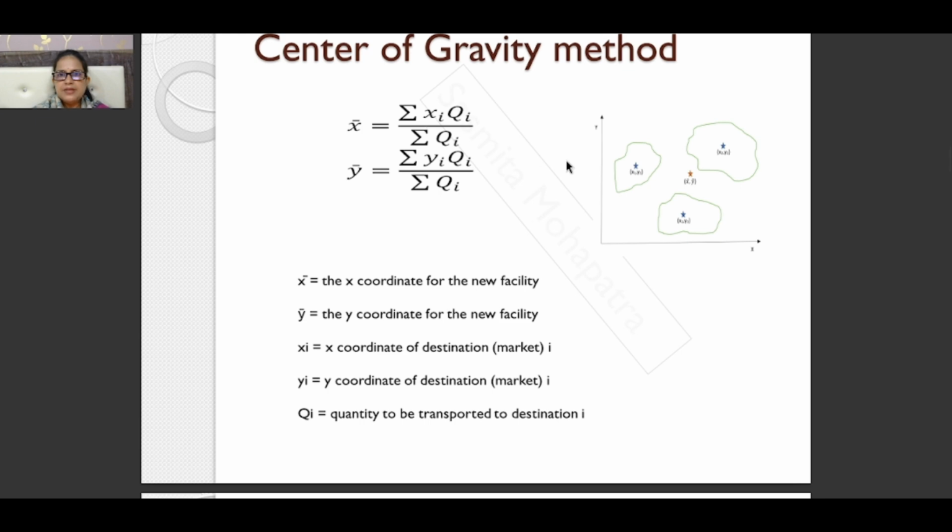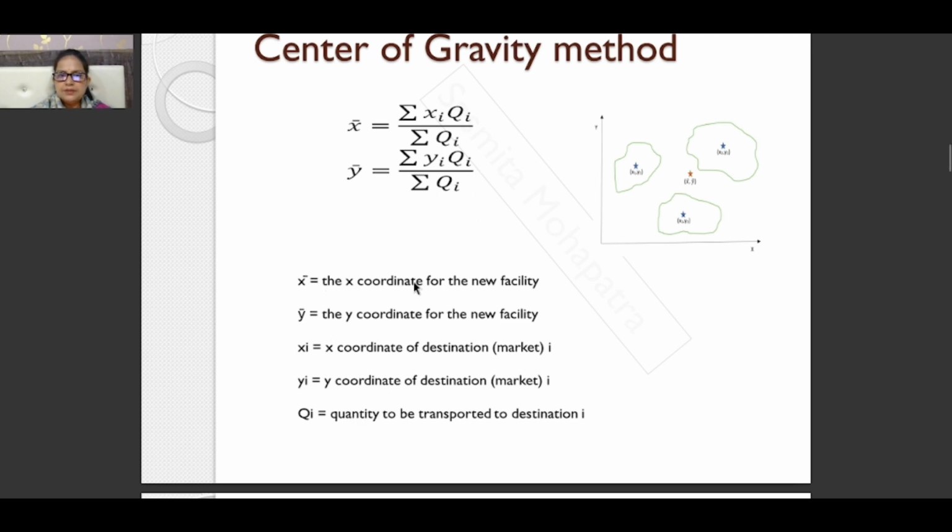Sigma of Xi means these are the Xi. Suppose this is X1, this is X2, this is X3. Then sigma of Xi Qi, where Qi is the quantity we are transporting to each destination. How much we are transporting here, that is one quantity; how much we are transporting here, that is another quantity. So Qi is the quantity to be transported to destinations, divided by sigma of Qi. Like that, Y bar is equal to sigma of Yi Qi divided by sigma of Qi.